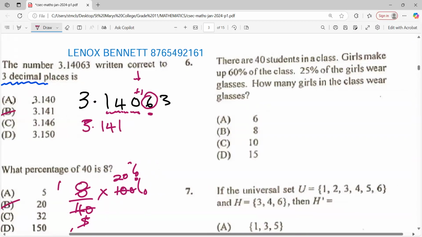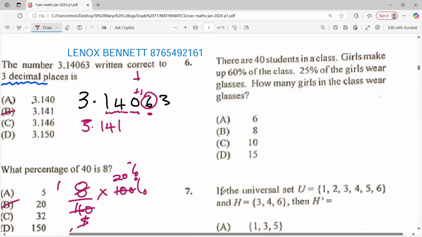Let's go. All right, number 6 says there are 40 students in a class. Girls make up 60% of the class. 25% of the girls wear glasses. How many girls in the class wear glasses? So let's look at it from the standpoint that there are 40 students in the class and girls make up 60%. So let us figure out how many girls there are.